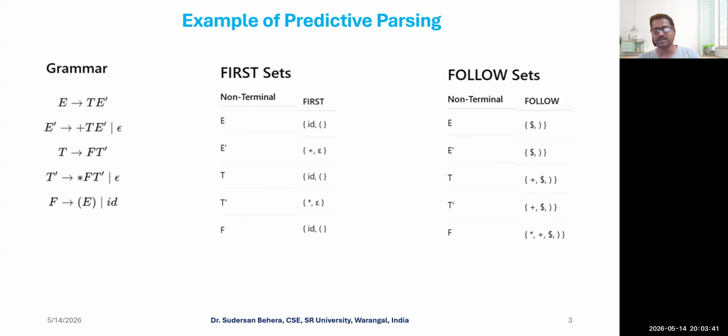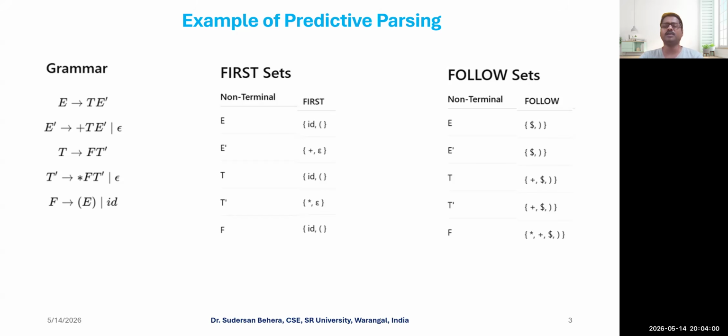Similarly, first of T is calculated as ID, comma, open bracket. First of T dash is calculated as what? Star and epsilon. First of F is calculated as ID and open bracket.